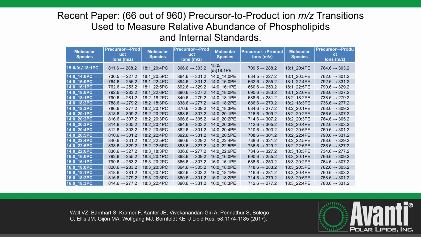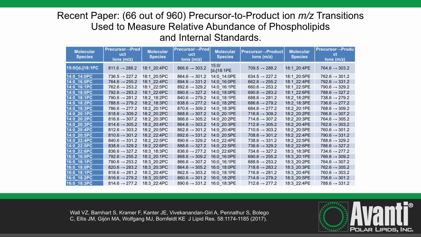So this is a very complicated slide. It has lots of different ions in it, but I wanted to show you, this is from a paper that recently appeared in the Journal of Lipid Research. And it's an example of some PC lipids in these first two columns, and some PE lipids in the later columns, and the transitions which are being done in cyclic mode here, all these transitions. And in fact, this whole experiment analyzed 960 different lipids, of which I've only shown 66 here.